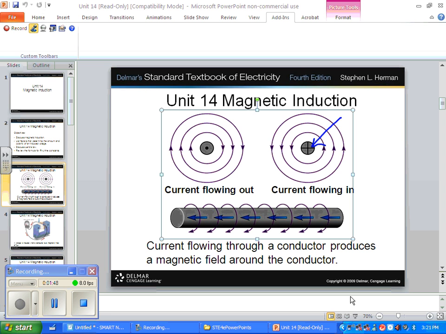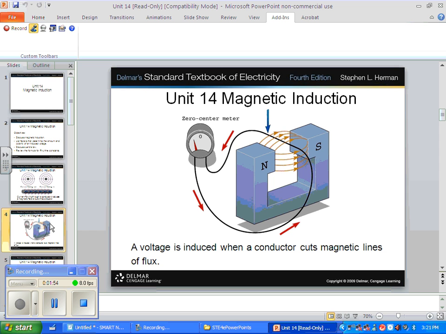Go away. And because of that, what do we have here? What is this thing? No, it's an electromagnet, I hope. But I think it's showing a permanent magnet.